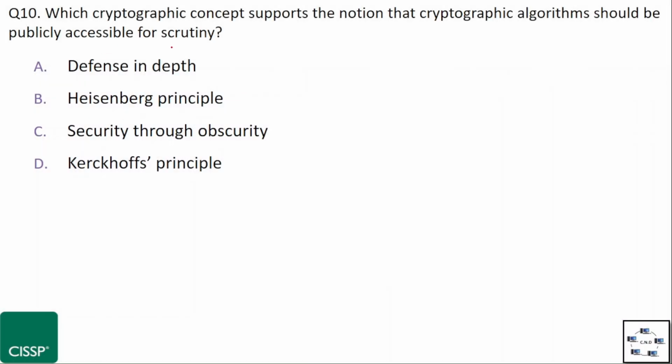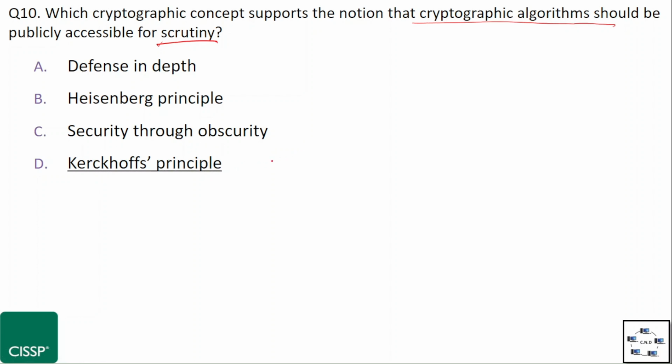Question number 10. Which cryptographic concept supports the notion that cryptographic algorithms should be publicly accessible for scrutiny? The options are option A, defense in depth, option B, Heisenberg principle, option C, security through obscurity, and option D, Kirchhoff's principle. The correct option is Kirchhoff's principle.